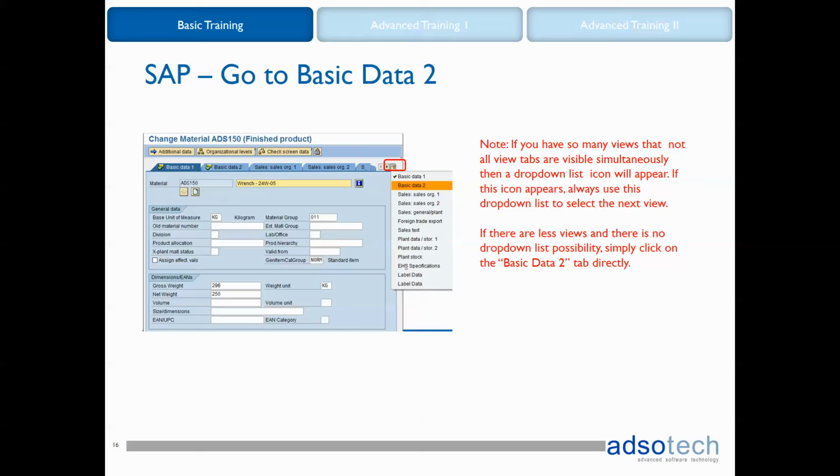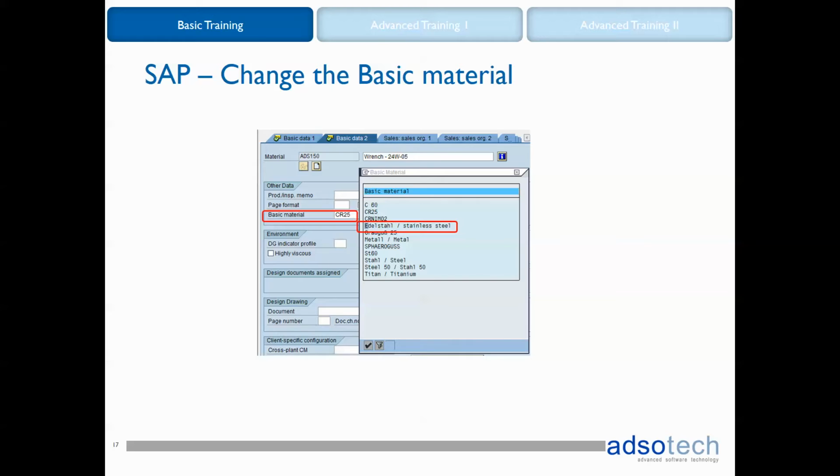If it should happen that this drop-down list is not available for you, then it means that you don't have that many views or tabs to select from. You only have 2, 3, maybe 4 tabs right there, and then you don't have the drop-down list. You can simply click on the headline of the tab right there as you see them. Basic Data 1, Basic Data 2, Sales Org 1, and so on. But whenever you have the possibility of using this drop-down list, then I strongly advocate for using it. So from the drop-down list, we select Basic Data 2, and then we are here.